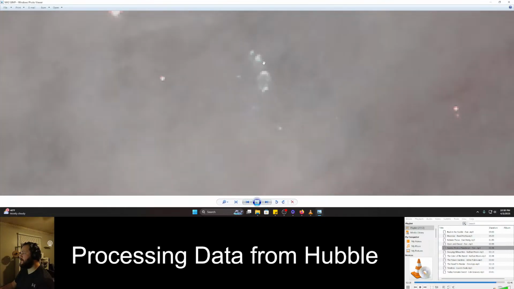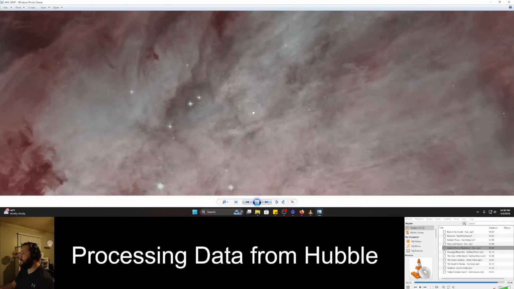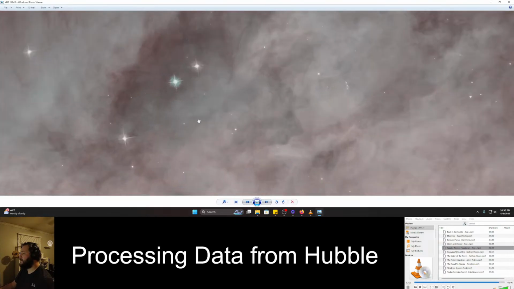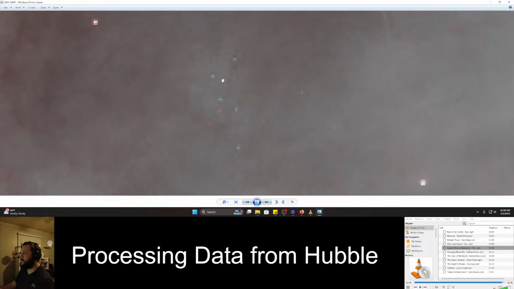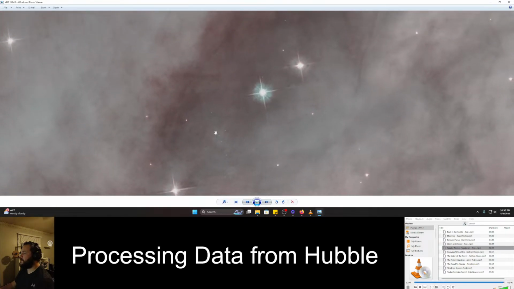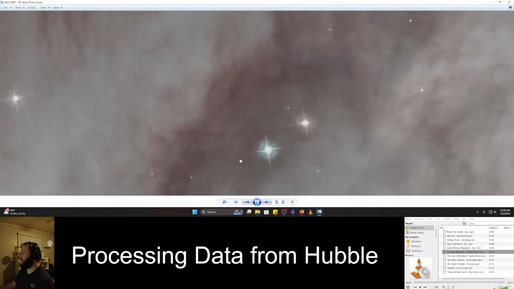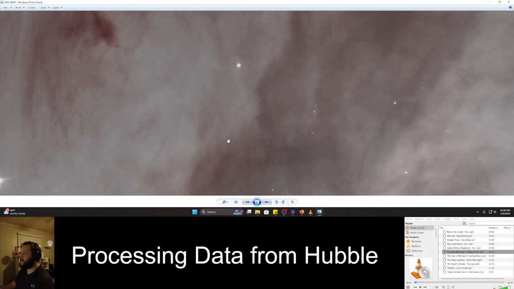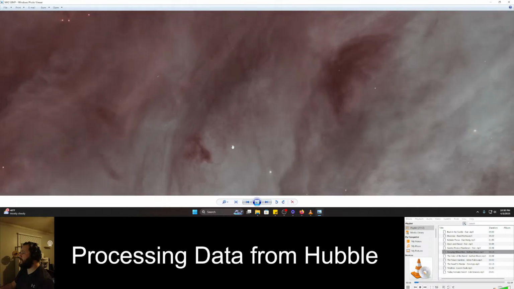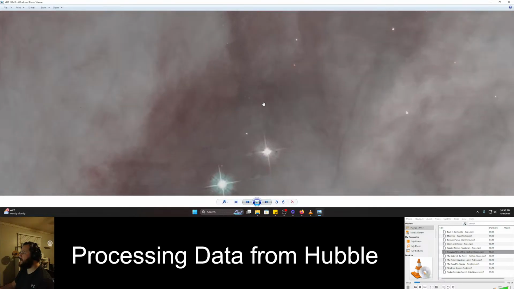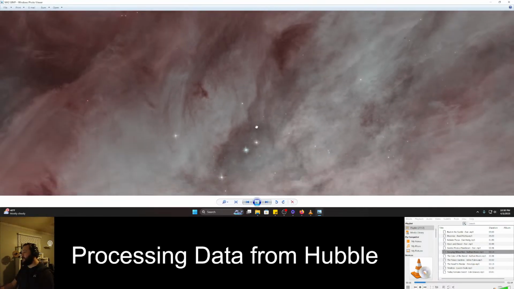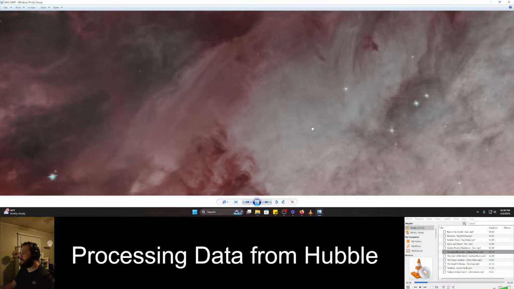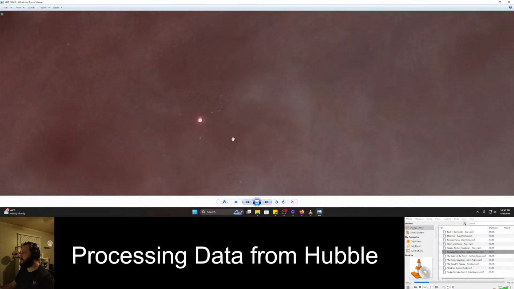There's another one of these. I don't know about that. These are hot and cold pixels, so that's basically dead pixels in the sensor of Hubble. So right here you can see there's like a line of them. That's going to be where the seam is, where they've stitched the mosaic together. One of the seams. You could probably find a lot of those if you really looked around.